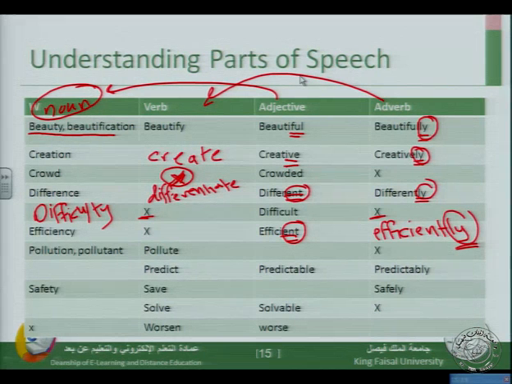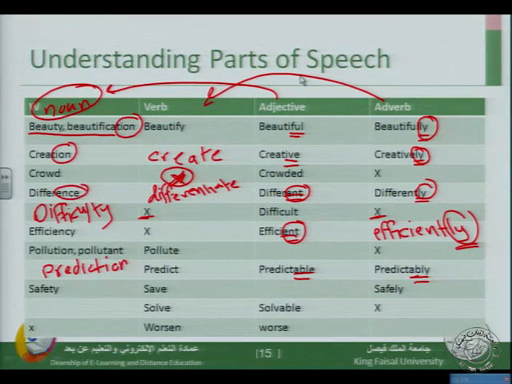And here we have predict, to say something in advance before it happens. Predictable, predictably. And what is the noun? Prediction. As you can see, the nouns sometimes end with tion, or ends. Pollution, prediction. Okay. Here, safety, save, and savable.